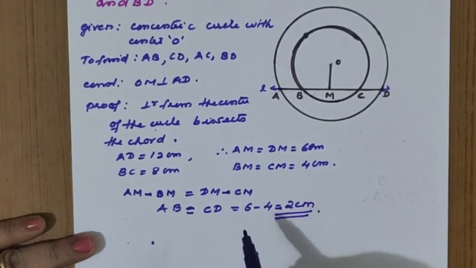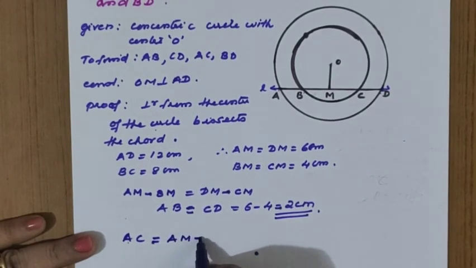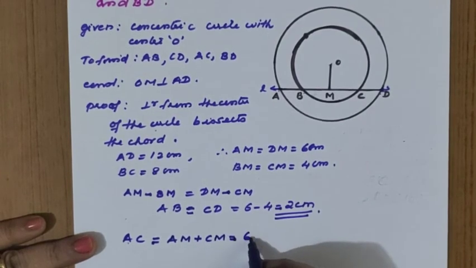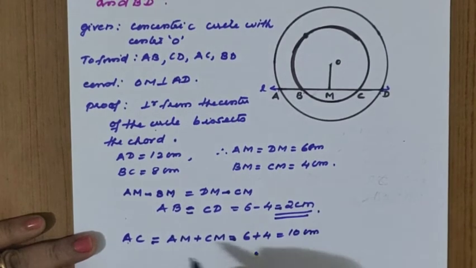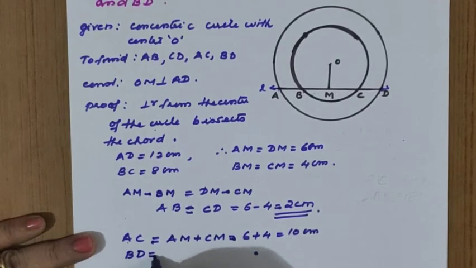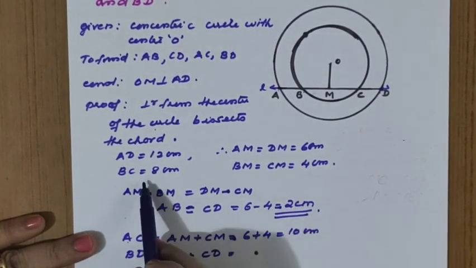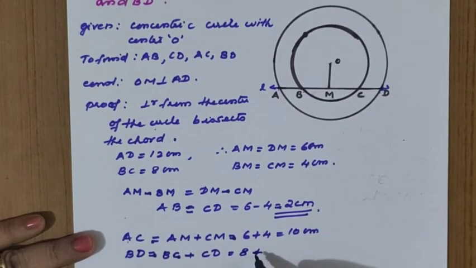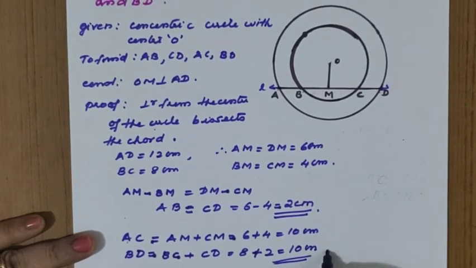Now what is left? AC we want to find out. AC equal to AM plus CM. So 6 plus 4 equal to 10. Similarly, BD also required. BD equal to BC plus CD, already calculated. What is the length of BC? BC equal to 8. CD equal to 2 only. So, 8 plus 2, 10 centimeter.